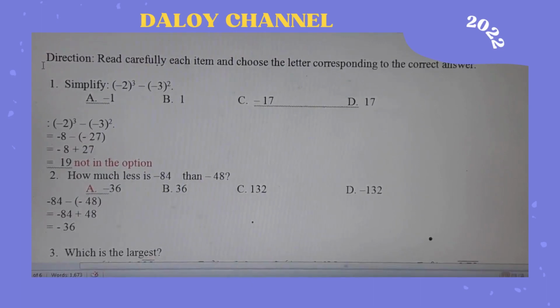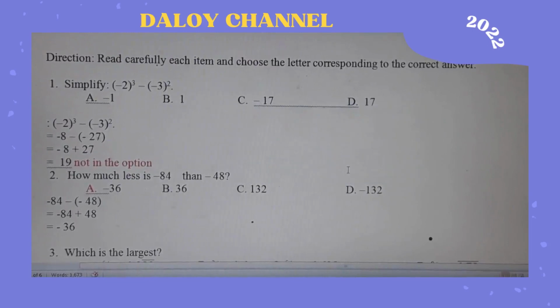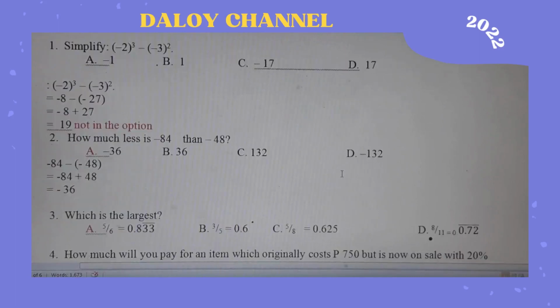Number one, we are required to simplify negative 2 cubed minus negative 3 squared. Number two, how much less is negative 84 than negative 48?